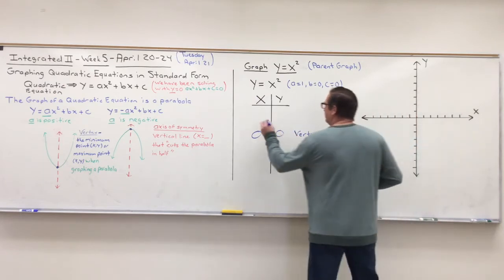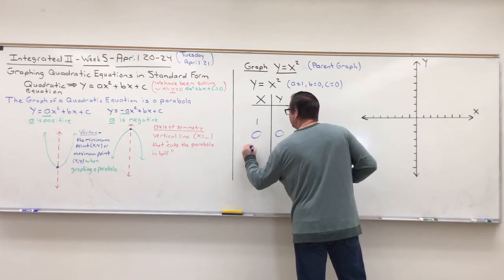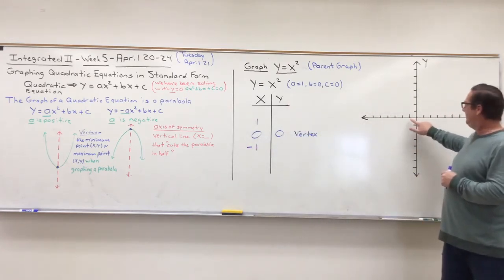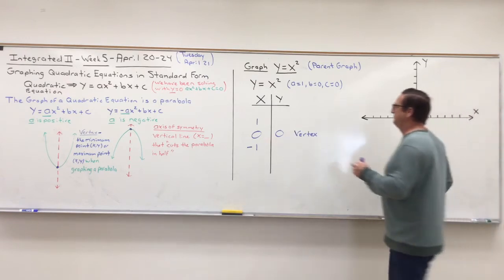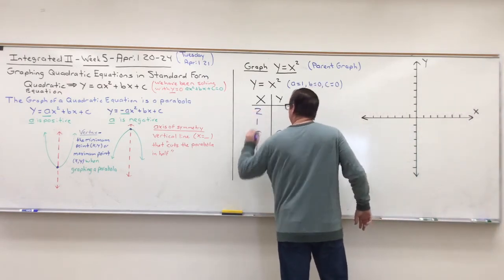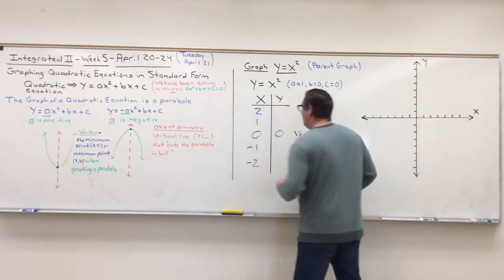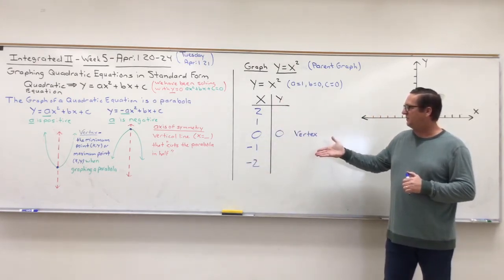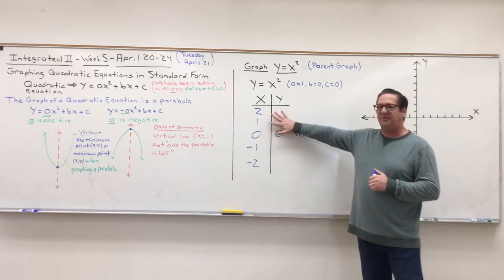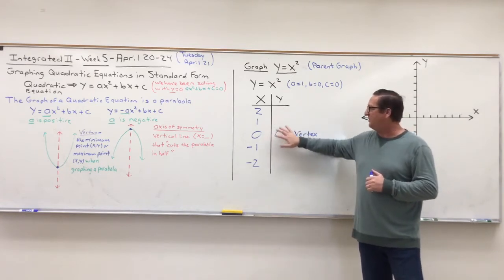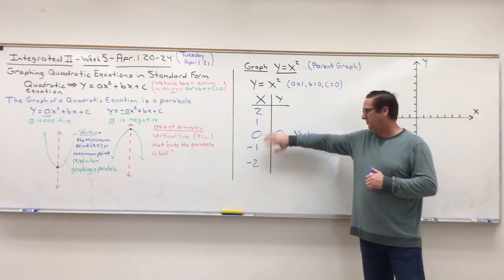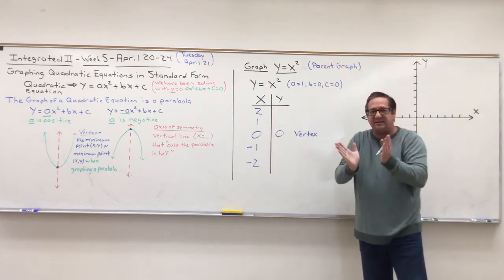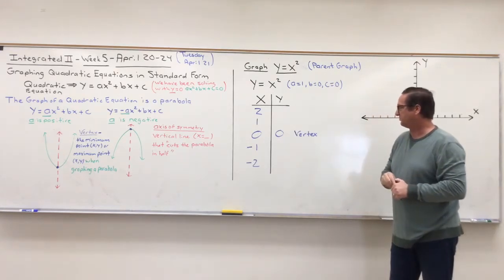And then we're going to go one to the right and one to the left. And then we're going to go to 2, -2. Okay? This is how we set up every problem. Even when our vertex moves, we basically go one left, one right. 2 left, 2 right. And this is going to give us our shape.